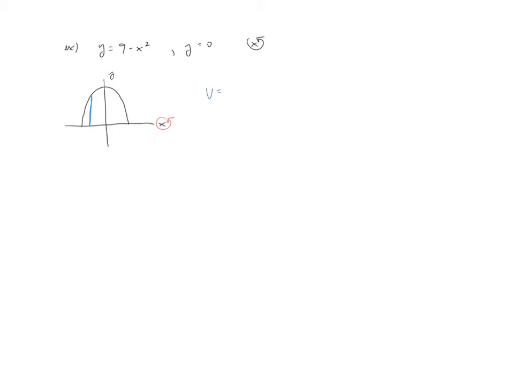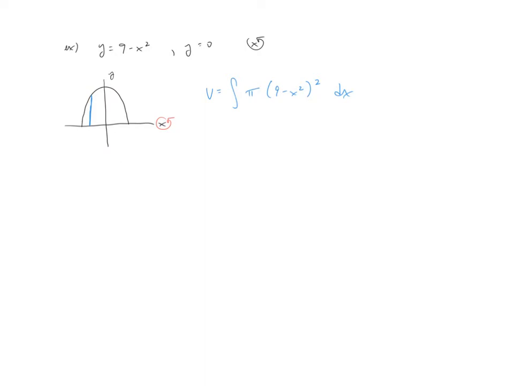We would have our volume on some interval from here to here, which I'll get to in a minute. We would have our pi and then our radius squared. Well, that blue line is our radius, so that blue line represents the 9 minus x squared, dx. Now, this one, as you can see, as we go around the x-axis, would not have a hole in it, so we wouldn't have to use that top squared minus that bottom squared.